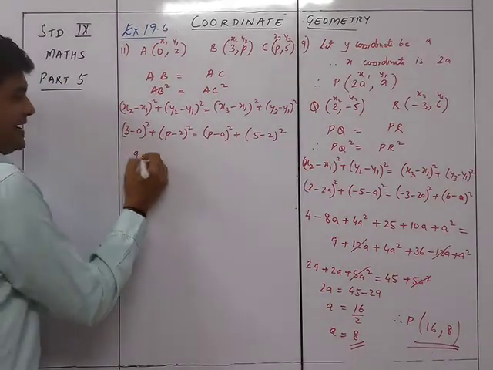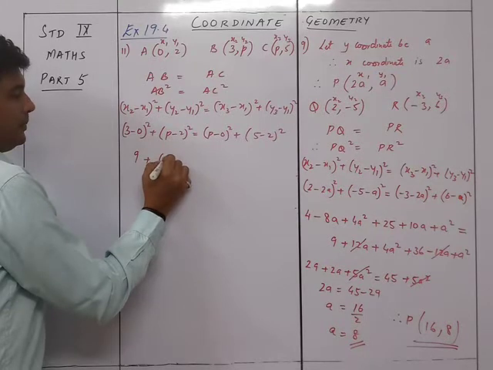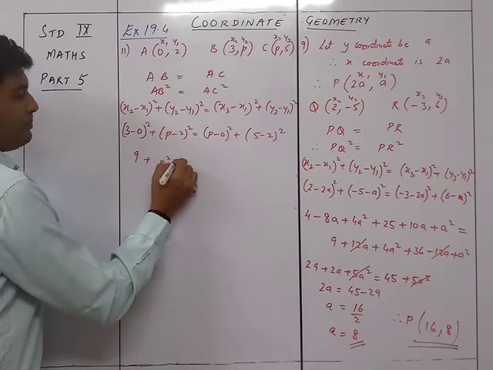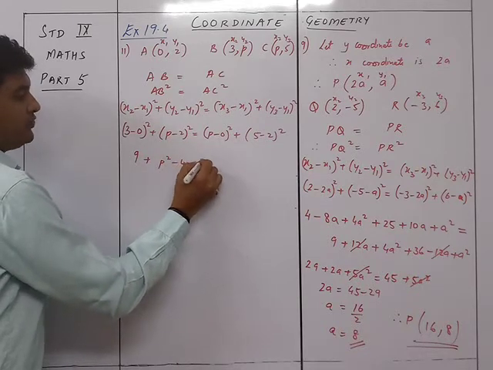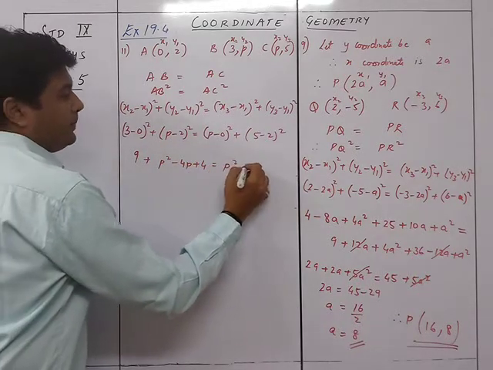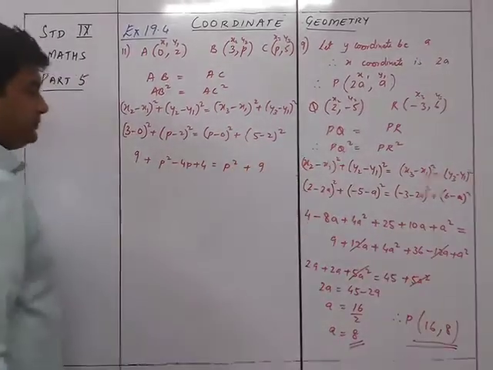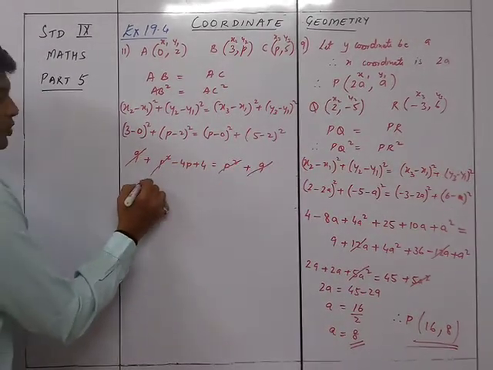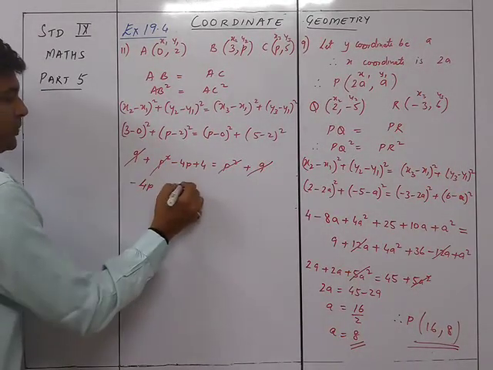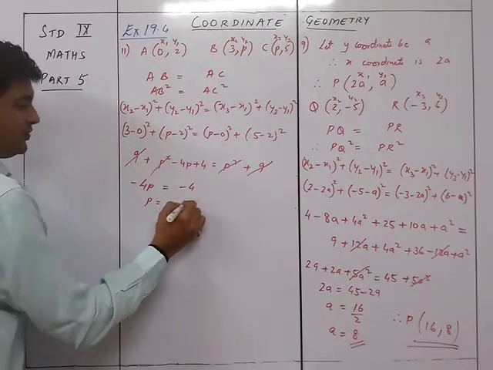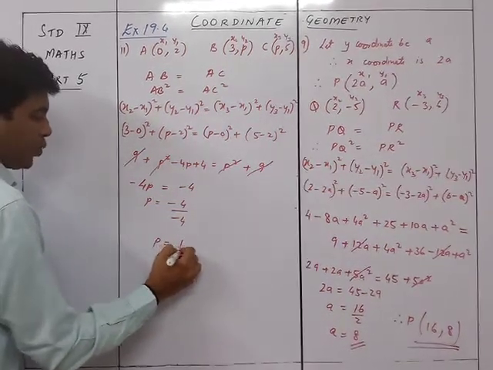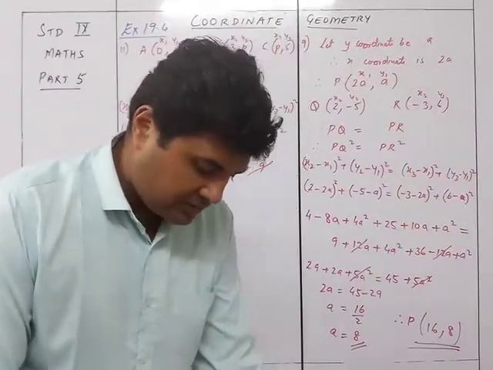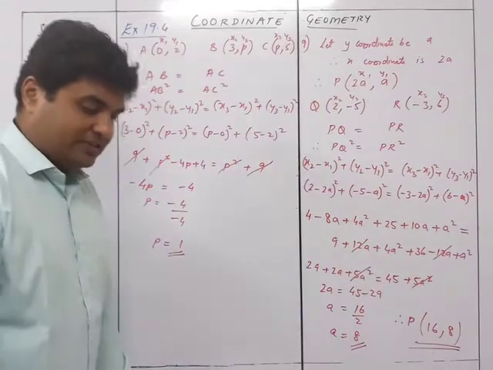So this is nothing but 9 plus, we'll expand the square, p square minus 4p plus 4 is equal to p square plus 9. P square and p square get cancelled, 9 and 9 get cancelled. So 4p minus 4p is equal to minus 4, p is equal to minus 4 upon minus 4, so p is equal to 1. So that's the answer for sum number 11. So that is 1. We move on to sum number 13.